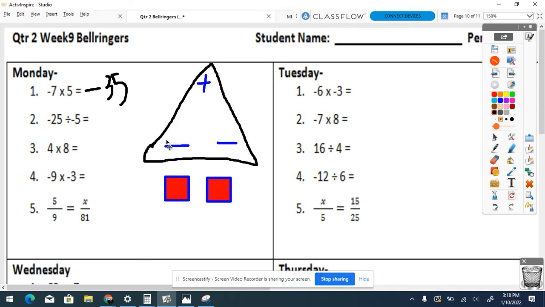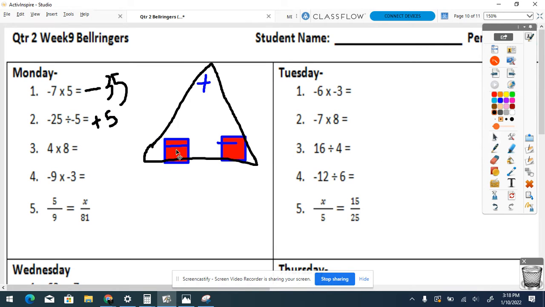So let's look at day 2, or number 2. I have -25, so I cover it up, and -5. So 2 negatives, I'm left with a positive. So my answer is going to be positive. Remember, you don't need to write down the positive sign. And 25 divided by 5 is 5.